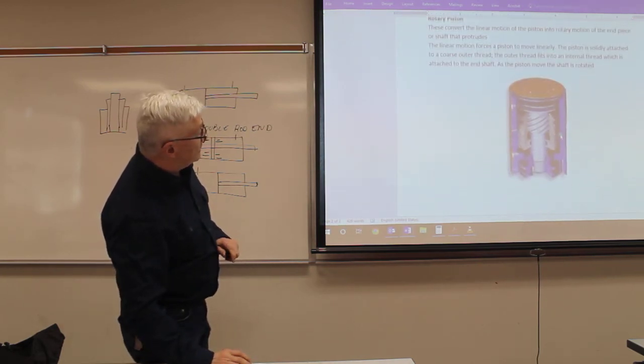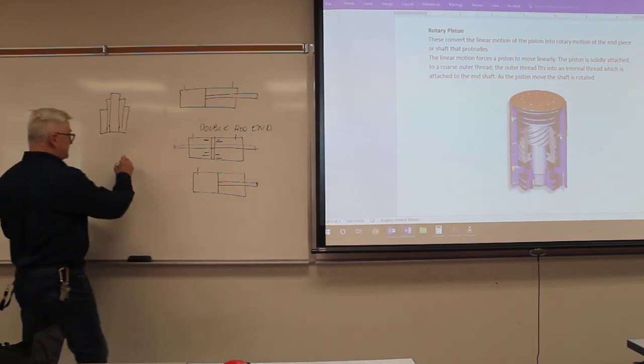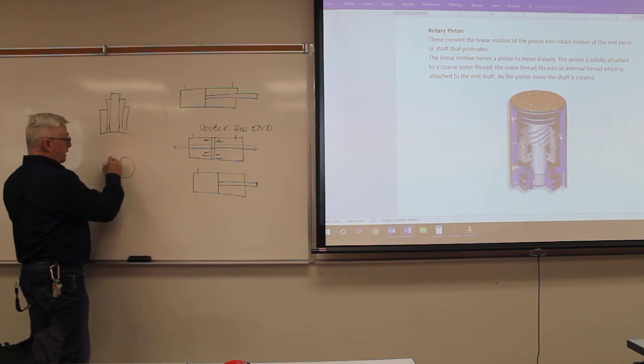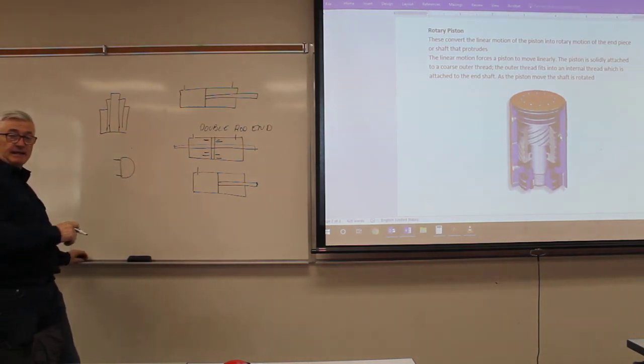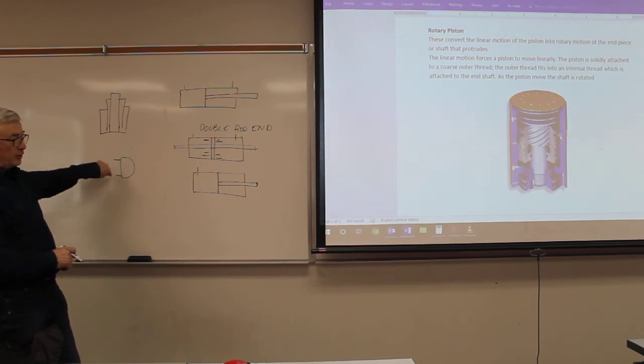The last one is a rotary piston. All right, a rotary piston is a little different, and we're going to look at a short video and the symbol. All right, the symbol looks almost like an electrical plug-in symbol, a line in and a semicircle.